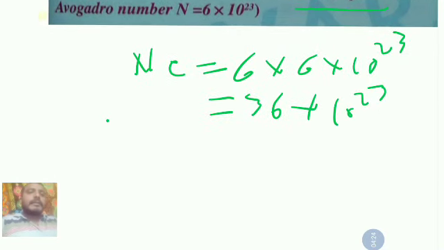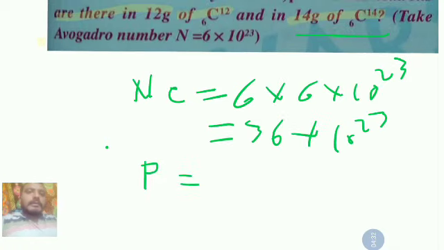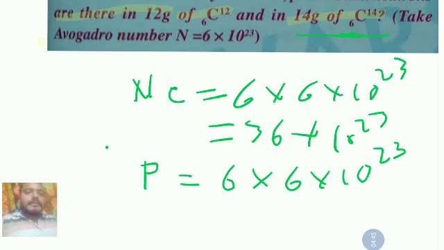Again, the number of protons. The number of protons is given by the atomic number, 6. So 6 protons are there, so 6 into Avogadro number 6 into 10 to the power of 23. Same, 36 into 10 to the power of 23.